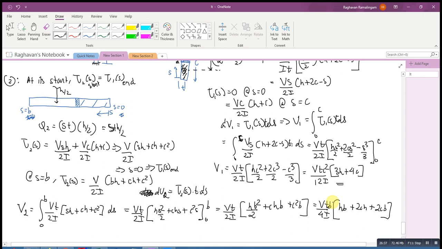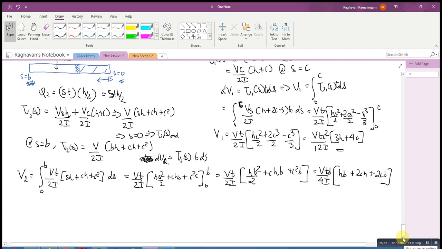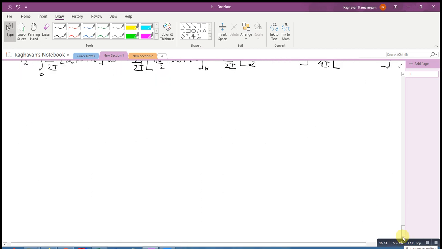Then I go on to element number 3, which is the web.